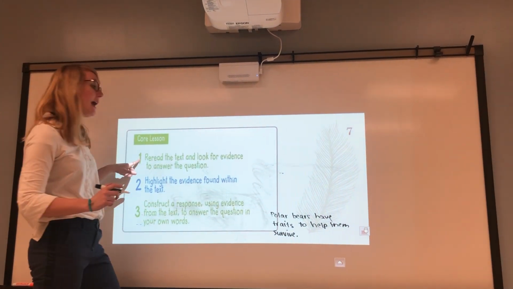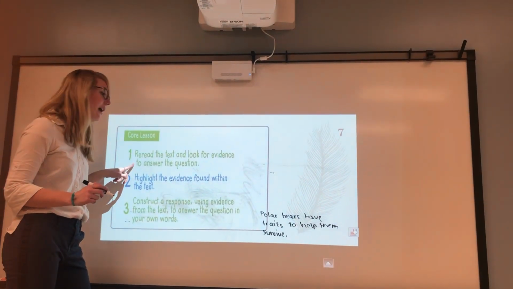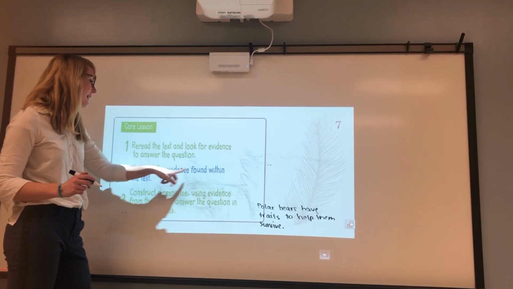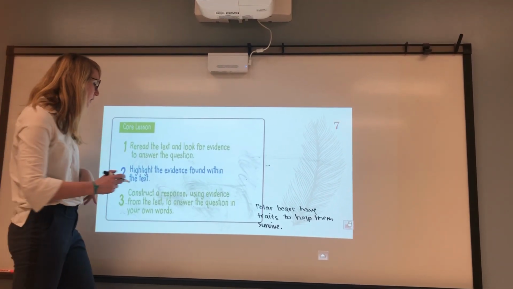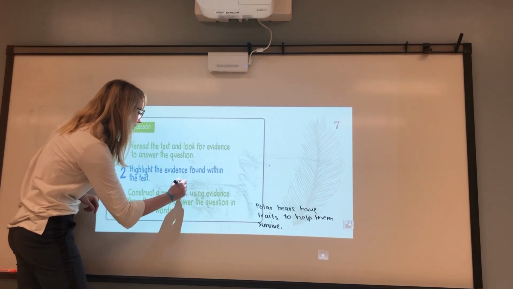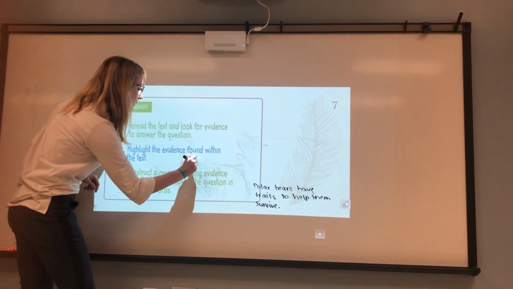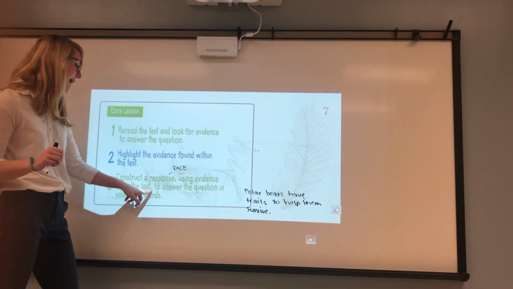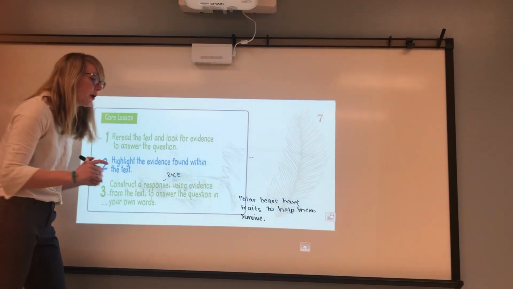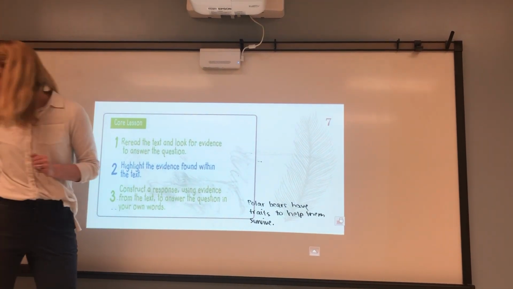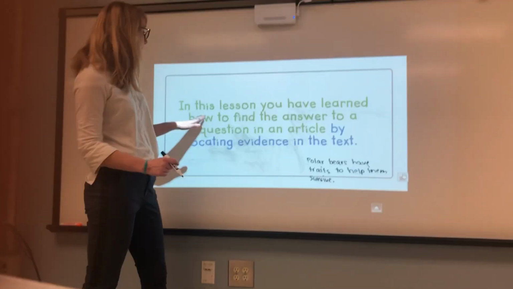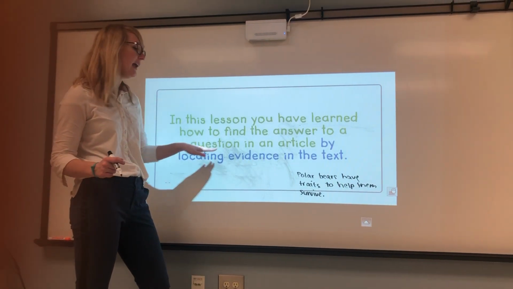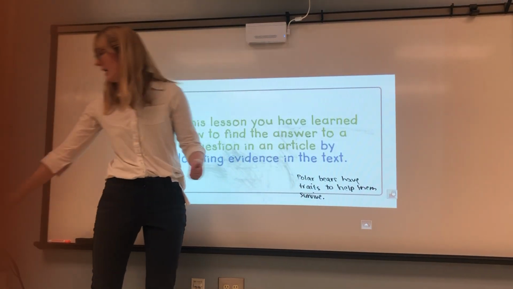So, what did we work on today? Today, we reread the text and looked for evidence to answer the question. We highlighted or underlined the evidence found within the text. Then, we constructed a response using RACE, restate, answer, cite, explain, using evidence from the text to answer the question in our own words. Now, you have learned how to find the answer to a question in an article by locating evidence in the text, and it's time to apply that.